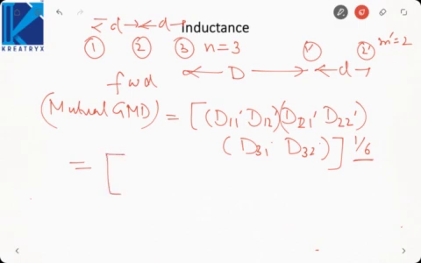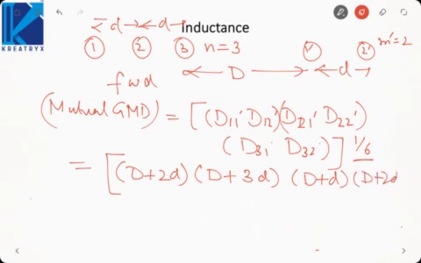d1 1 dash. How much distance is between 1 and 1 dash? d plus 2d. 1 2 dash. How much distance is there? d plus 3d. Then 2 1 dash. How much distance? d plus d. 2 2 dash, d plus 2d. Then 3 1 dash, d, 3 2 dash, d plus d. So that is how you calculate the mutual GMD.